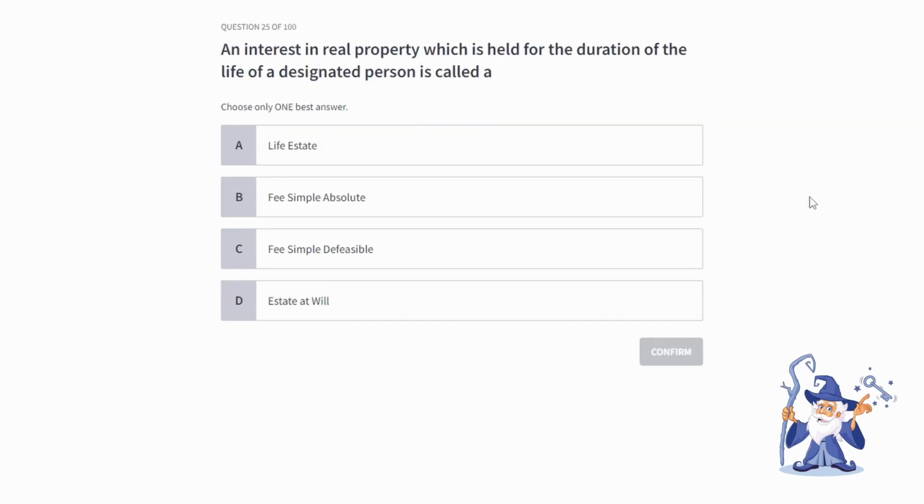Question number 25. An interest in real property which is held for the duration of a life of a designated person is called, and it gives us 4 options: A, a life estate; B, fee simple absolute; C, feasible to feasible; or D, estate at will. So take some time and come up with your answer on that one.